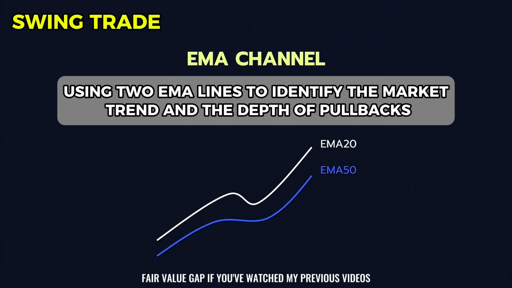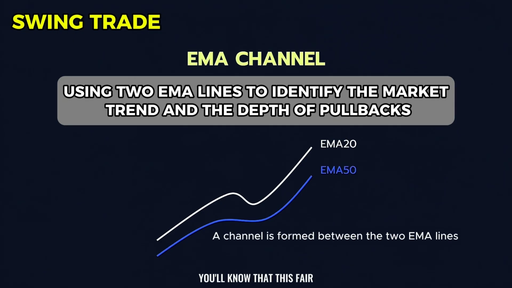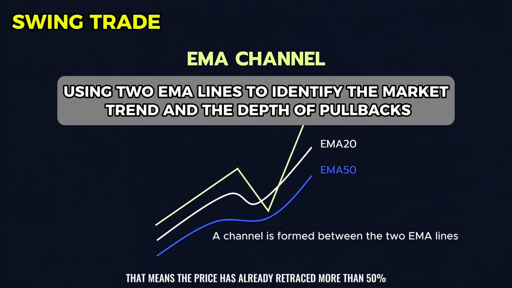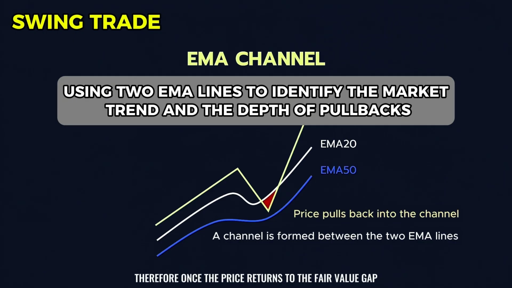If you've watched my previous videos, you'll know that this fair value gap should be located within the discount zone. That means the price has already retraced more than 50%. Therefore, once the price returns to the fair value gap, we can enter a buy trade. After that, the price continues moving higher again. These two methods are the basic techniques that most traders use to measure the depth of a pullback.